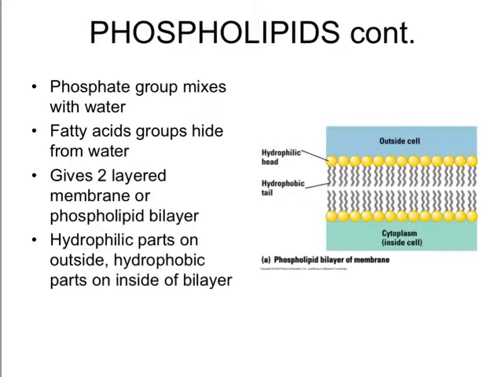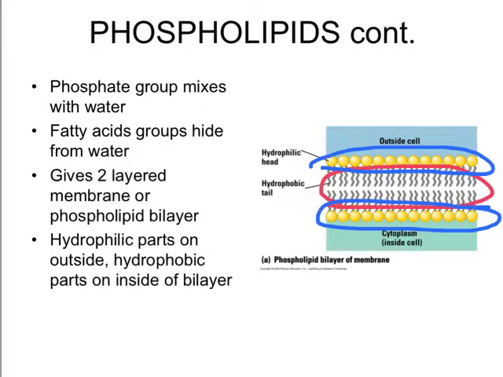This slide goes a little deeper into what I had just explained. The phosphate group is going to like water. It's going to mix well with water, whereas the fatty acids are going to hide from water because they don't like it. So again, it gives a two-layered membrane look to this phospholipid bilayer, with the hydrophobic parts in the middle, and the hydrophilic parts on the outside, so they can be attracted to water. Cytoplasm is made mostly of water, and usually the outside of the cells are going to be interacting with water-based molecules.